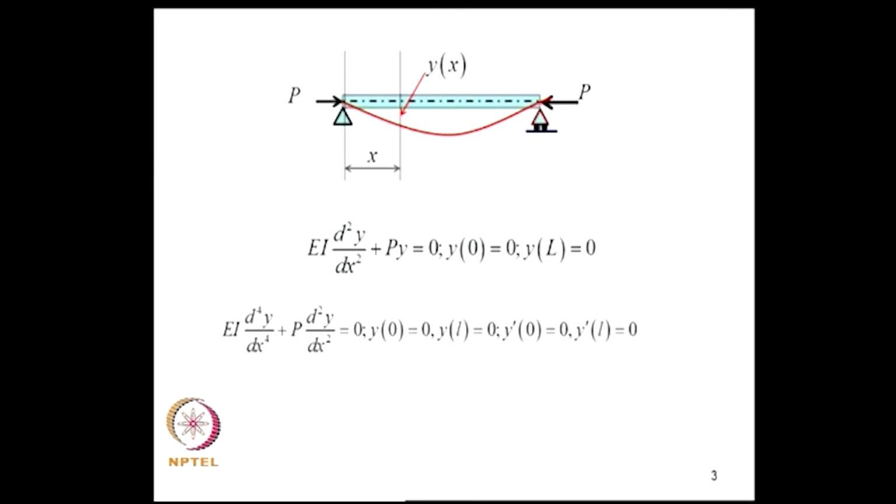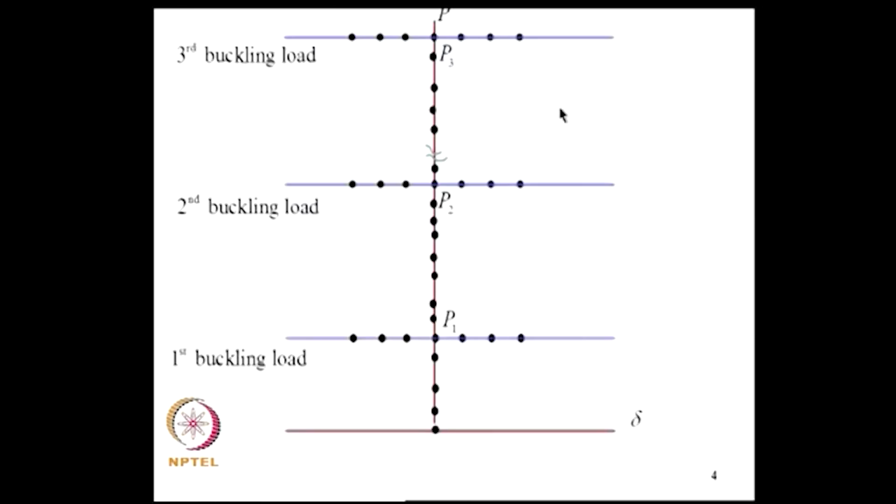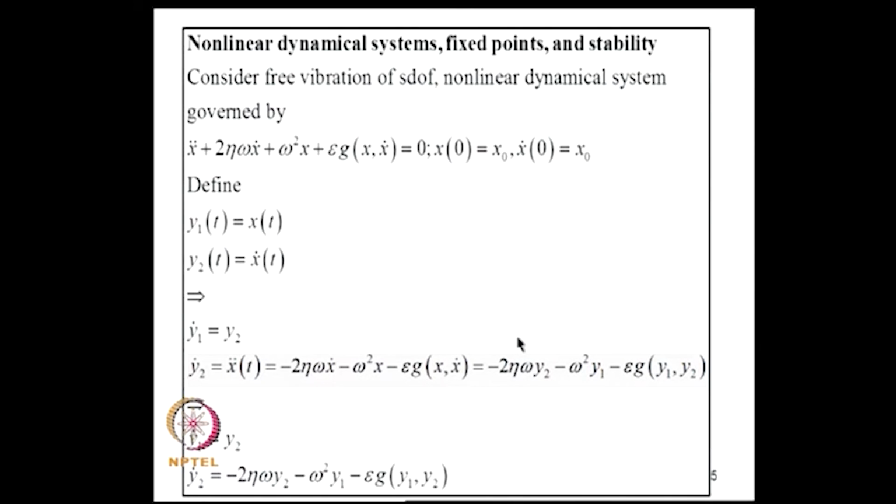Then we plotted the midspan transverse deflection versus the applied loads, and we showed that the load deflection path has infinitely many branches. As the load is increased, at this point newer equilibrium states become possible, and this is the overall profile of the equilibrium load deflection path. What we will do now is start considering certain issues related to dynamical systems, and then we will relate all this to problems of stability analysis of structures as we go on.